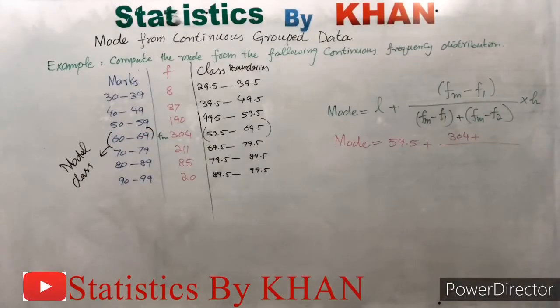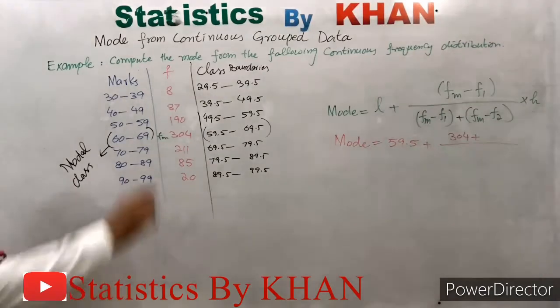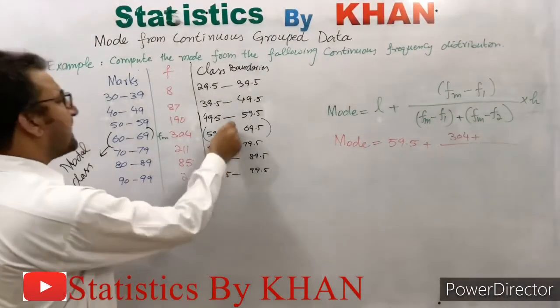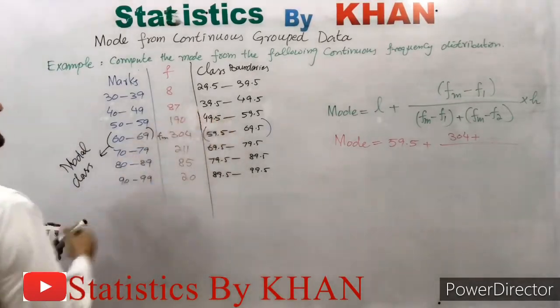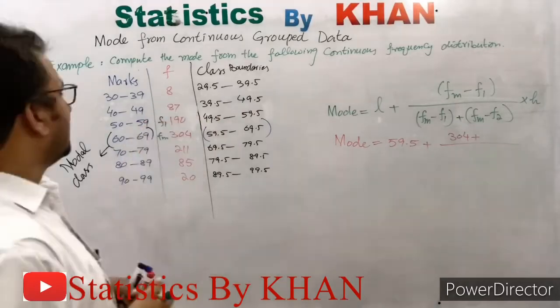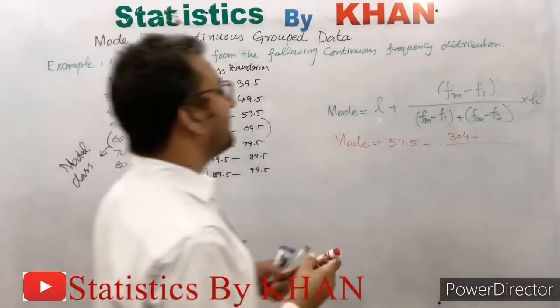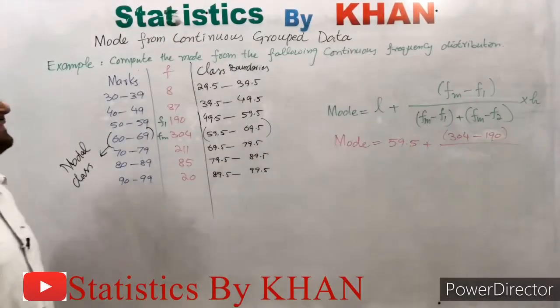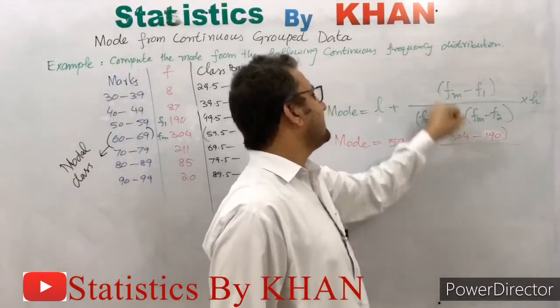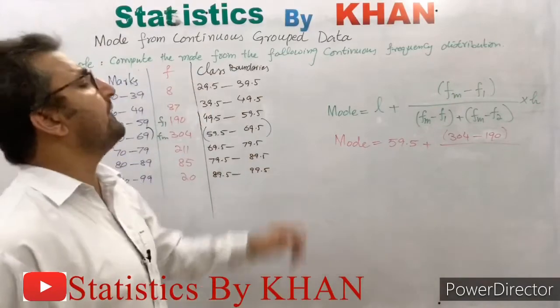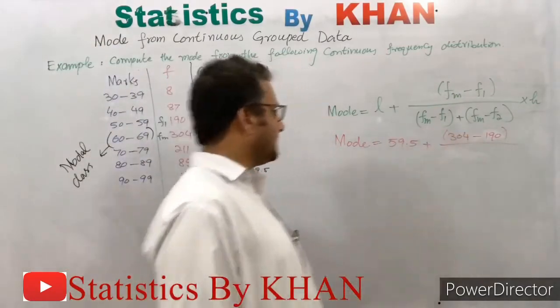Now, what is F1? F1 is the frequency of the class preceding the modal class. So this is the modal class and this is the preceding class, so the frequency of this class is F1. So F1 is equal to 190. We will write 190 over here. Now, in the denominator, here is again Fm minus F1, as it was in the numerator. So we will again write the same quantity in the denominator.